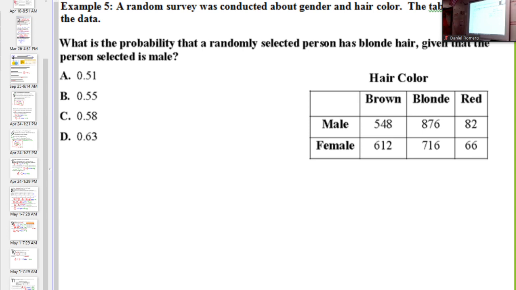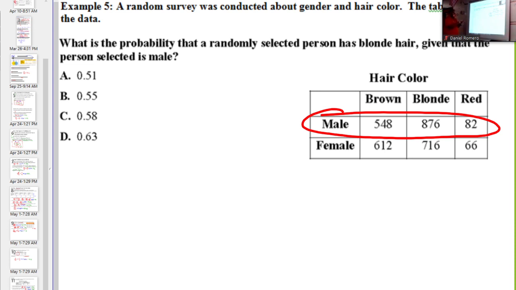A random survey was conducted about gender and hair color. What is the probability that a randomly selected person has blonde hair given that the person is male? So if we're given that the person is male, we're only looking at the males. We don't have a marginal frequency. We're going to have to find it ourselves.